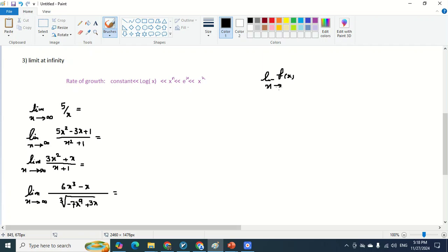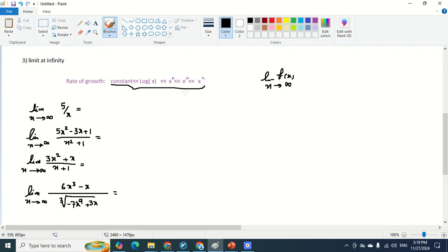Before we consider the limit of a function as x tends to infinity, we should take a look at the rate of growth of some functions, and this is the order of rates of growth that we can consider. It starts from the constant function, then the logarithmic function, then the polynomial x to the power of n, then the exponential function, and at the end x to the power of x.